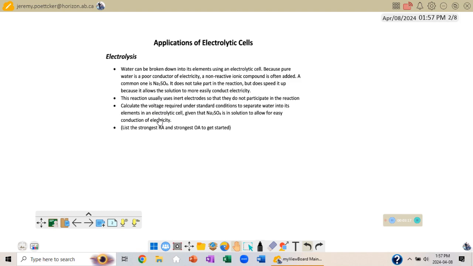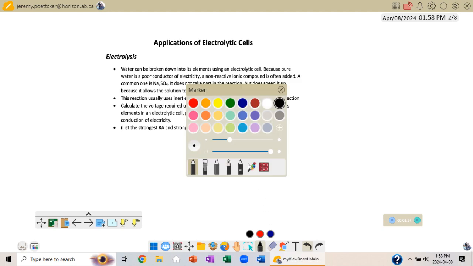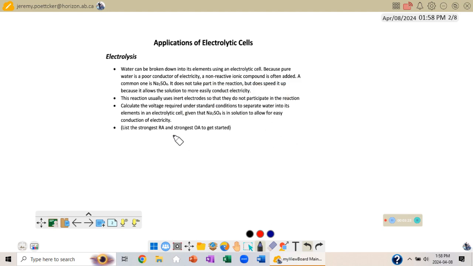So the question that I could ask you, that you could maybe already answer in terms of electrolysis, is this. Calculate the voltage required under standard conditions to separate water into its elements in an electrolytic cell, given that sodium sulfate is in solution to allow for easy conduction of electricity. List the strongest reducing agent and strongest oxidizing agent to get started.